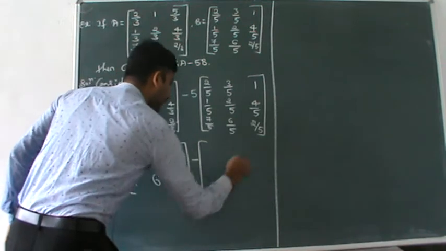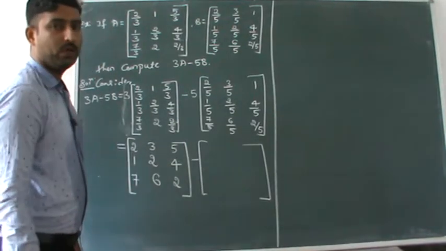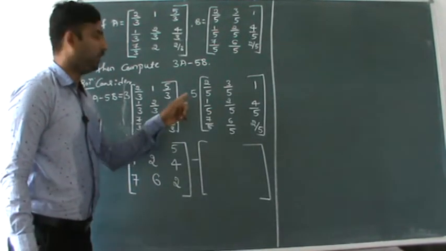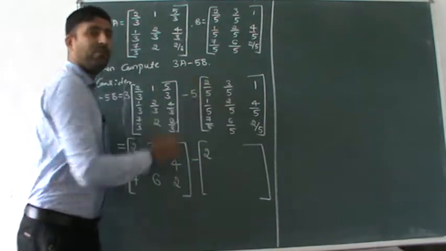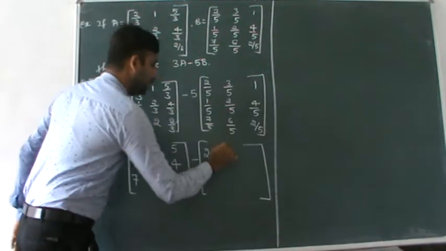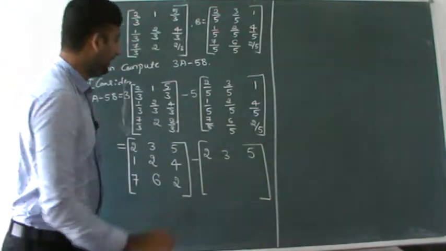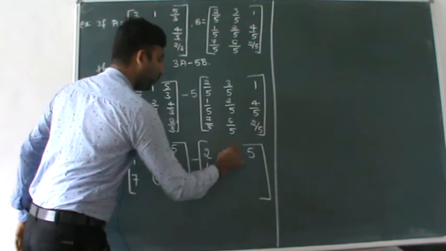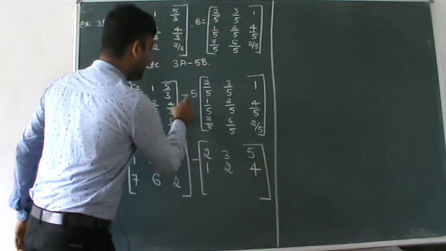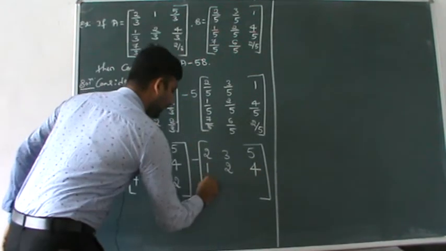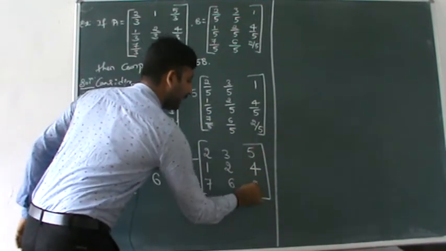Minus the matrix 5 into 2 by 5. What is the value? Not 2 divided by 25; simply you write it as 2. After that, 5 into 3 by 5: the 5 cancels, that is 3. After that, 5 into 1 becomes 5. 5 into 1 by 5 is exactly 1. After that, 5 into 2 by 5 is exactly 2. 5 into 4 by 5, yes, 4. 5 into 7 by 5 is exactly 7. 5 into 6 by 5 is exactly 6. 5 into 2 by 5 is exactly 2.